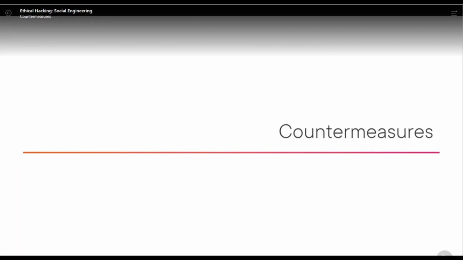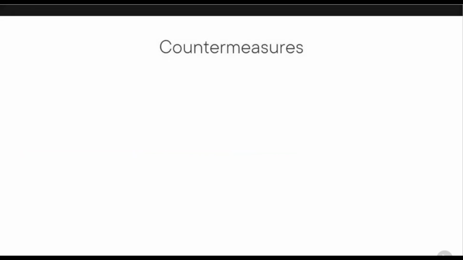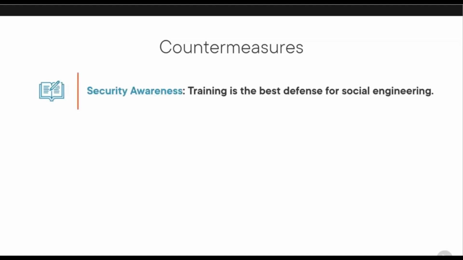Social engineering countermeasures. So let's talk a little bit about what we can do to prevent social engineering attacks. First, and probably most important, is security awareness training. This is one of the best methods for preventing attack. Education allows potential victims to identify the attack and avoid it. Security awareness training should include modules on phishing and physical social engineering techniques such as shoulder surfing and tailgating.